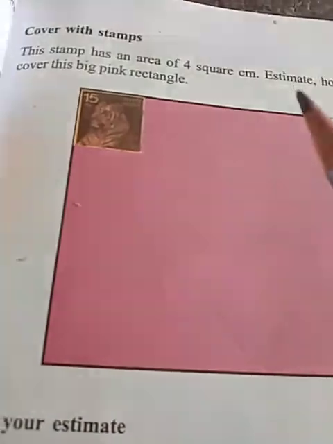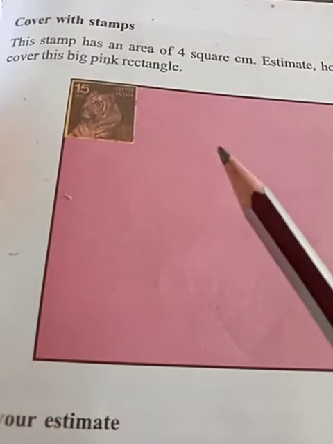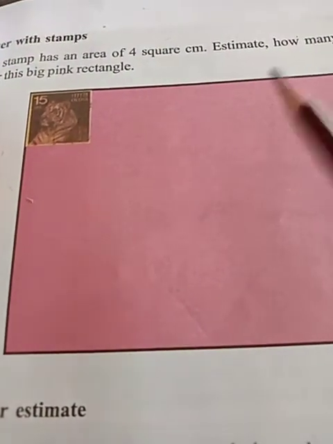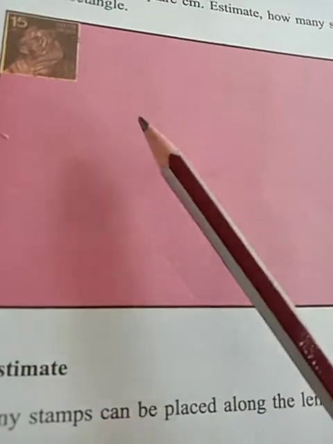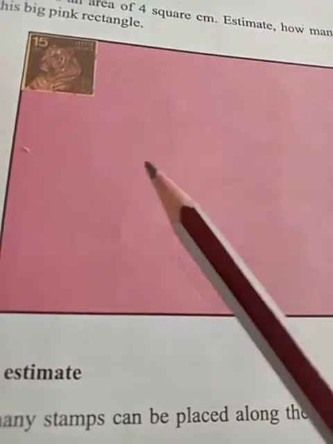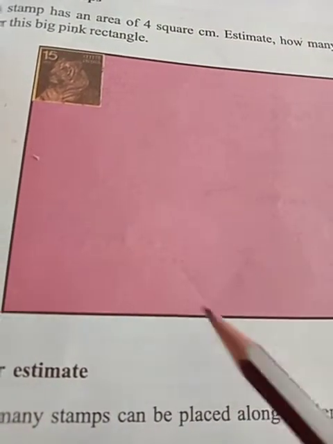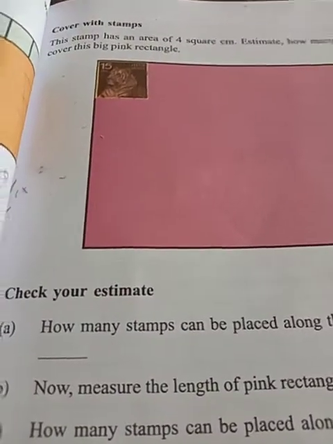Cover with stamps. This stamp has an area of 4 square centimeters. Estimate how many such stamps will cover this big pink rectangle. They are having a big pink rectangle. So check your estimate.